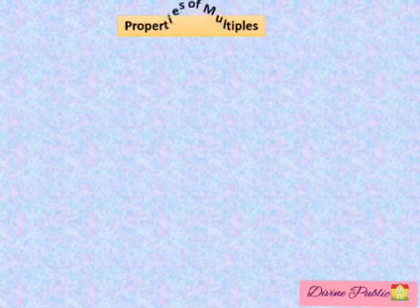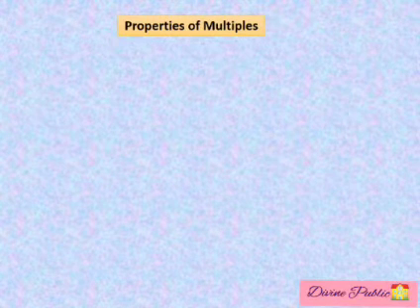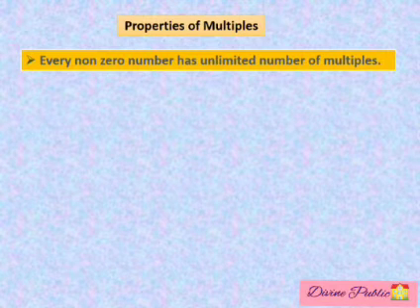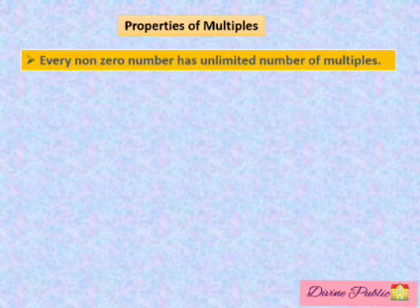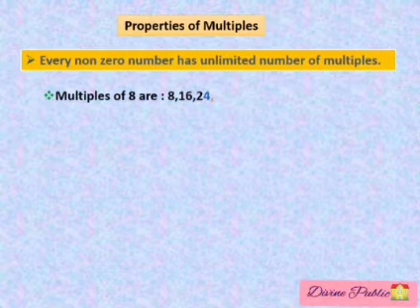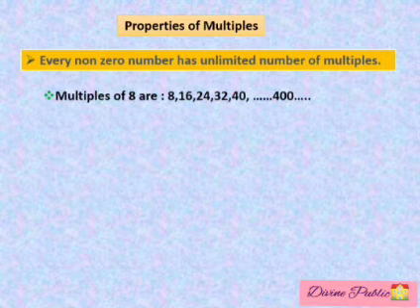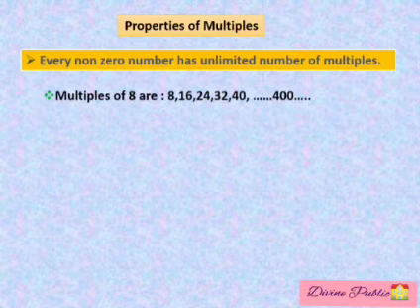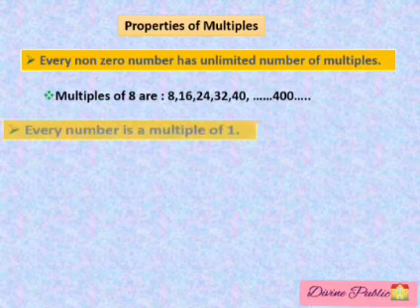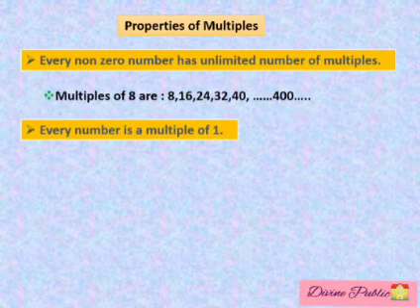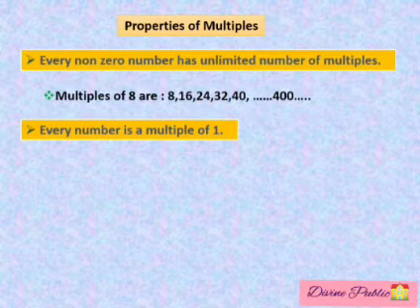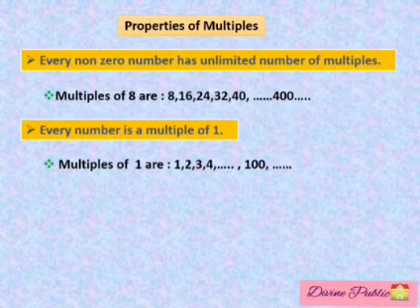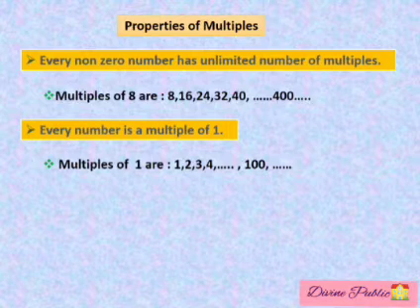Properties of multiples. First, every non-zero number has unlimited number of multiples. For example, multiples of 8 are 8, 16, 24, 32, 40, 400 and so on. Second, every number is a multiple of 1. For example, multiples of 1 are 1, 2, 3, 4, 100 and so on.